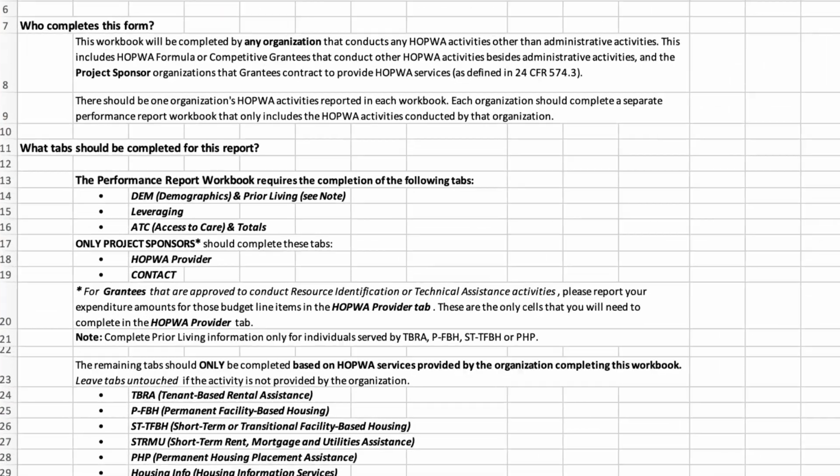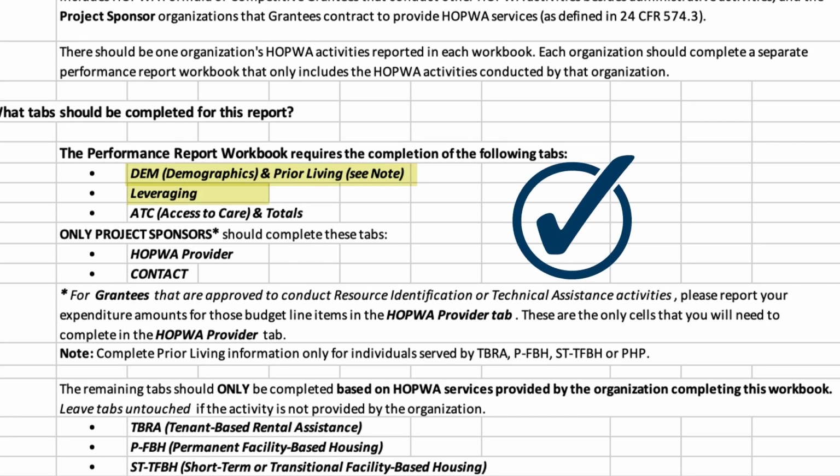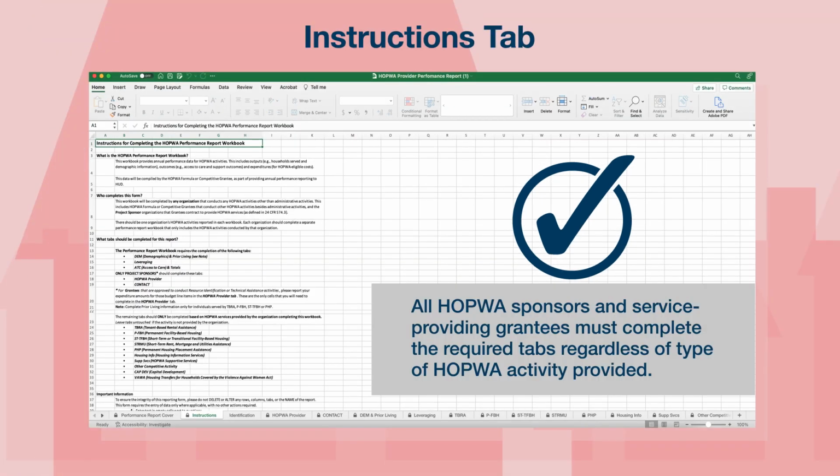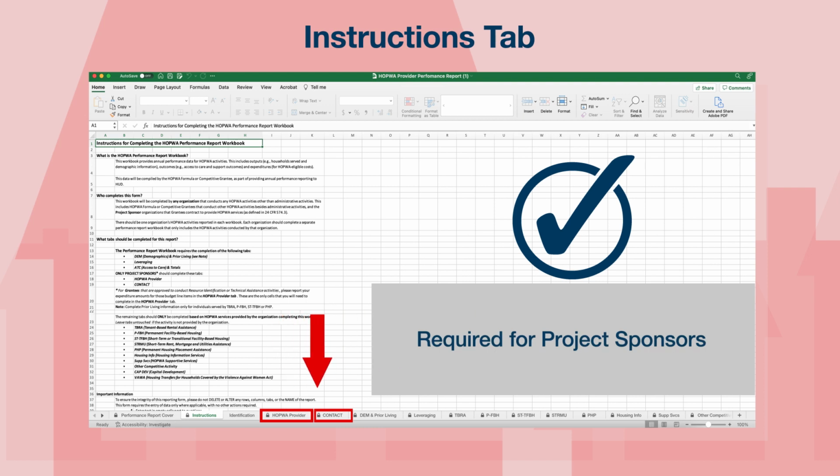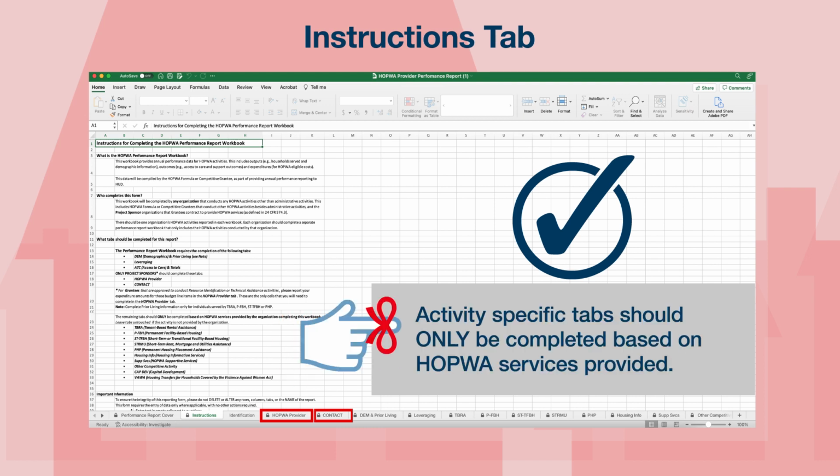Let's now look at the tabs that are required to be reviewed and completed, if applicable, by all HOPWA direct service providers, regardless of the type of HOPWA activity they provided. If you are a HOPWA project sponsor, keep watching to the end of this e-tutorial for notes on completing the Provider and Contact tabs. These two tabs are required for project sponsors. The activity-specific tabs should only be completed based on HOPWA services provided.